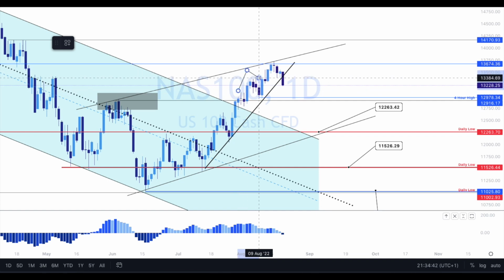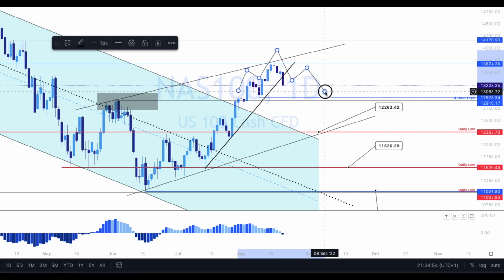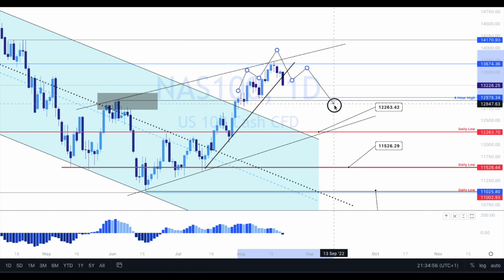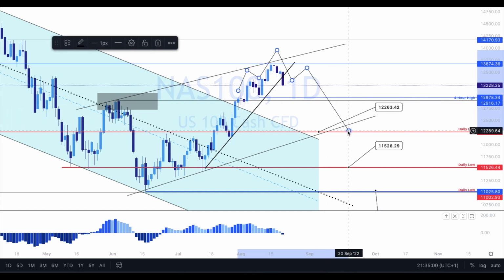It's not exactly a head and shoulders yet. So as you can see, if we get a push, you may end up with something like that, which means it could go to this zone that I just talked about. That is if this shape over here materializes like that in the coming days.